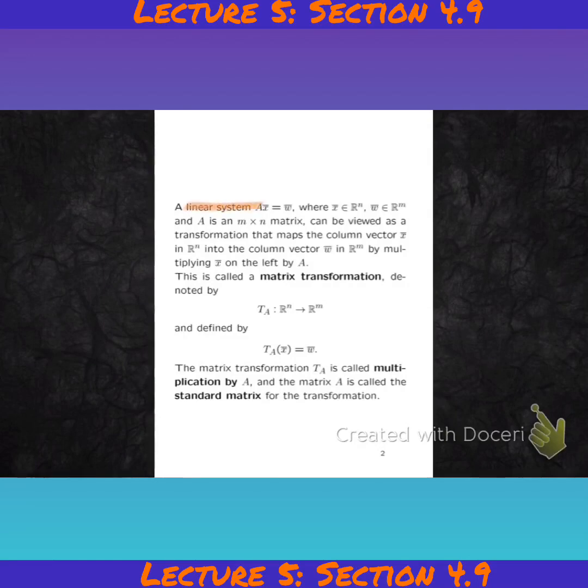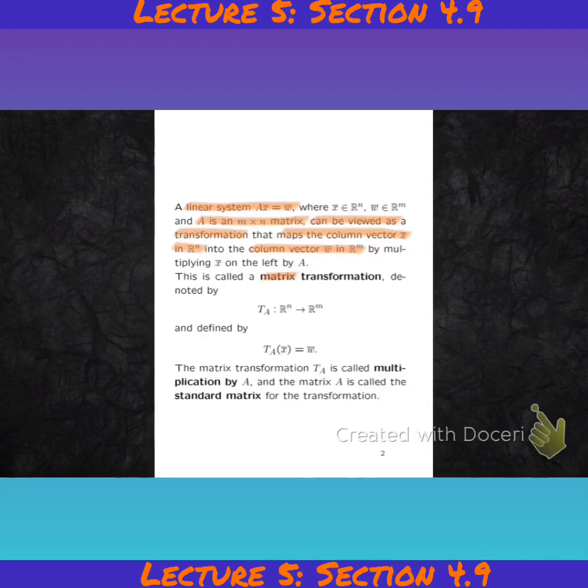Right, so then a linear system, AX equals W, where X is in Rn and W is in Rm, and A is an m by n matrix, we can view that as a transformation. It takes a column vector X in Rn and maps it to a column vector W in Rm. And we do this by simply multiplying the column vector X on the left by the matrix A. Now we're going to look in this section a lot at that type of matrix transformation.